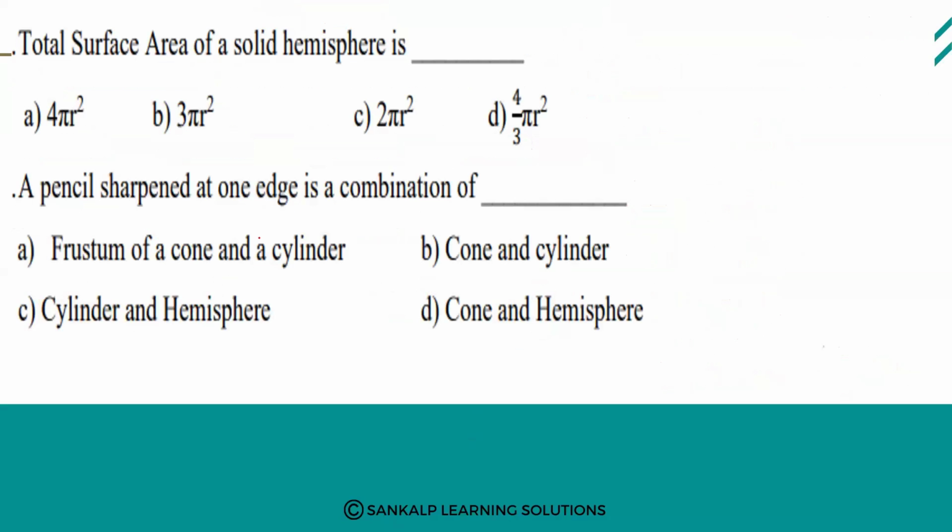Next, the total surface area of the solid hemisphere. Total surface area of the solid hemisphere, that is 3 pi r square. A pencil is sharpened at one edge is a combination of, so here it is a pencil and it is sharpened at one edge. Now it is a combination of cone and cylinder.